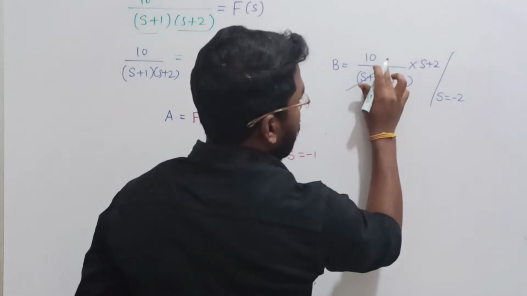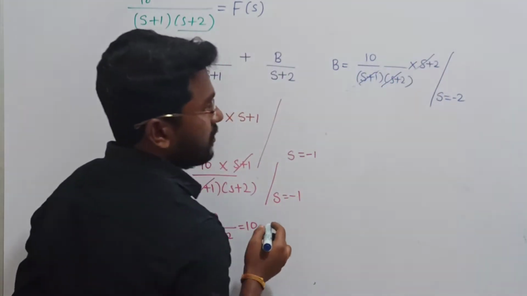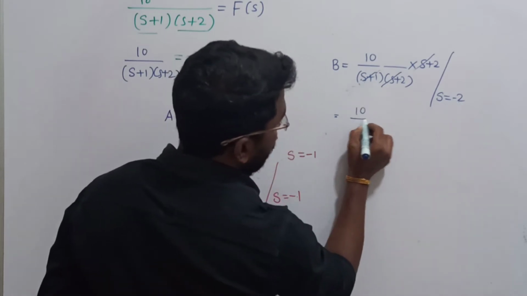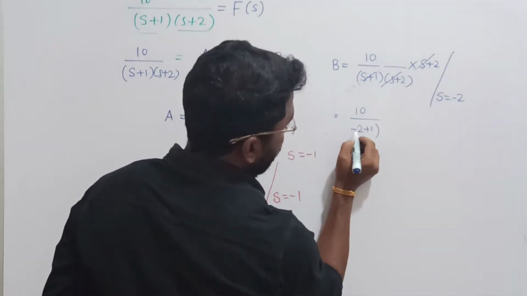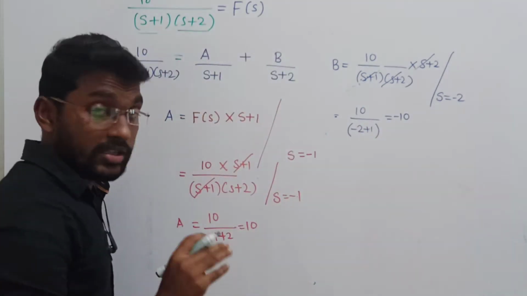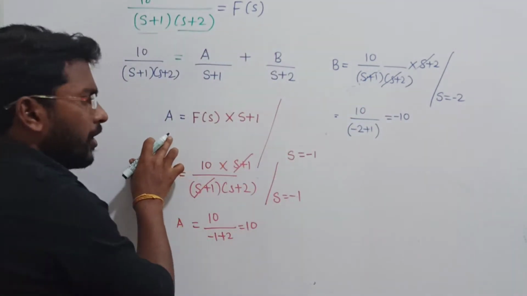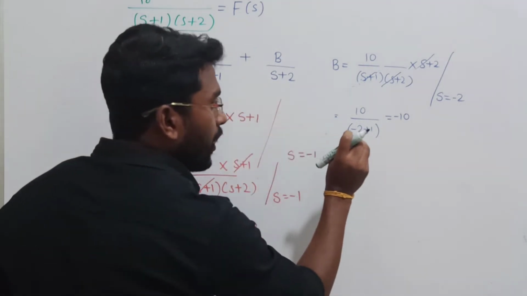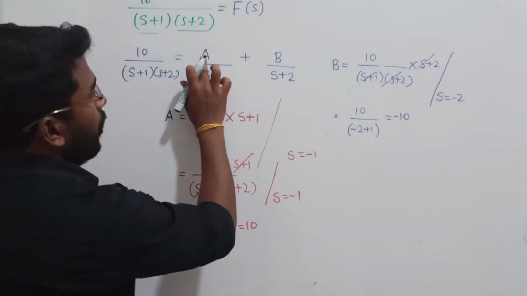S plus 2 gets cancelled out. Now here s will be replaced by minus 2. So 10 upon minus 2 plus 1, that will become minus 1. Minus 1 into 10 will become minus 10. Once you find the value of arbitrary constants a and b, you can play a role. It's a small mathematical tool. See how beautifully it is helping us to identify the value of arbitrary constants.